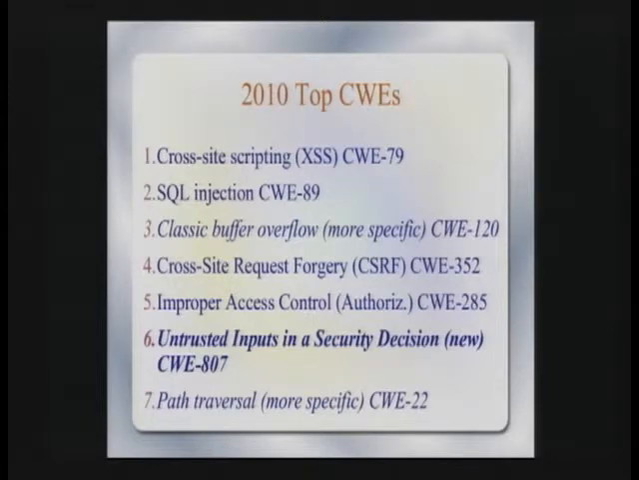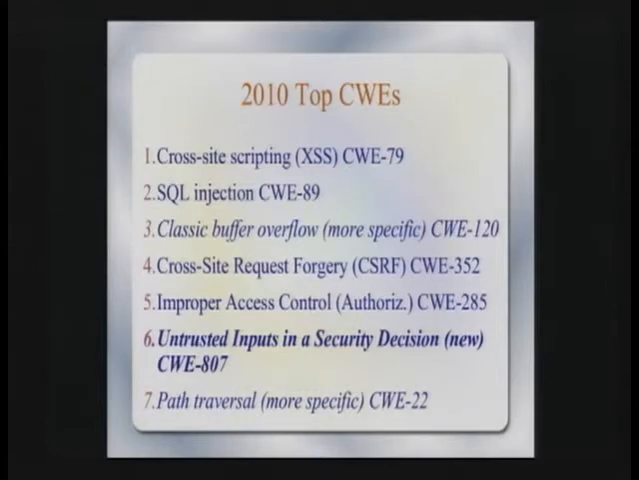Improper access control. Untrusted inputs in a security decision, right? An example of that is when people store privilege information in a cookie. And when they retrieve the cookie for the web application from the browser, they trust the values in it. For example, administrator equals yes. Okay? So that's an untrusted input used in a security decision. We'll grant you all administrative privileges if you change no to yes.